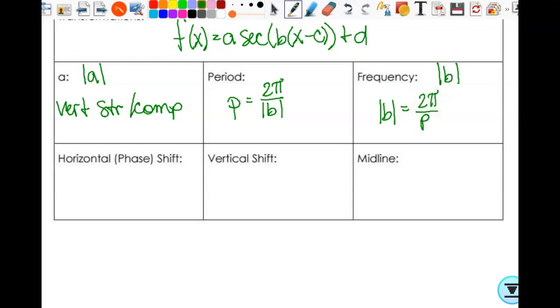How many times have we written that stuff down? Like a bazillion, right? And there's still some people that have no clue how to do that, and I don't know where you've been, and I don't know how to help you. Phase shift is still c. Vertical shift is still d. Midline, y equals d. Okay. We good? All right.